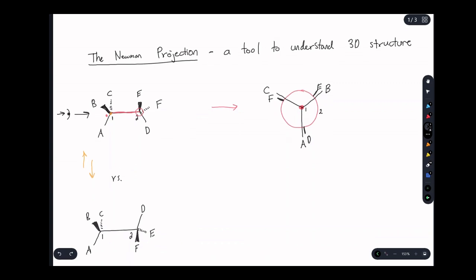Now, when we see the Newman projection looking like this, where these bonds are kind of overlapping, we have a word for that in chemistry, and we're going to call that eclipsing. So essentially, this is just another word for overlapping. We'll talk more about this in a moment.